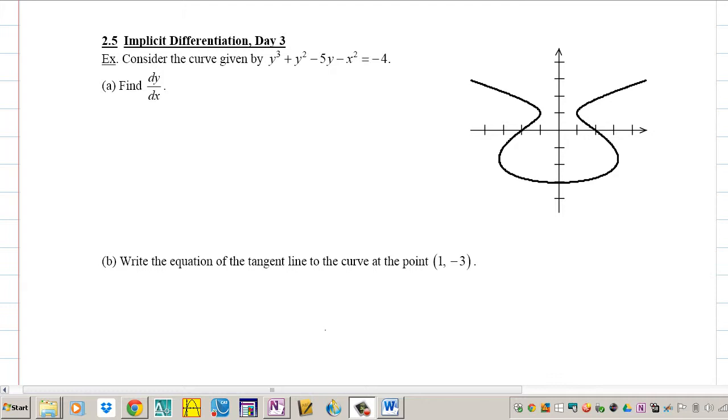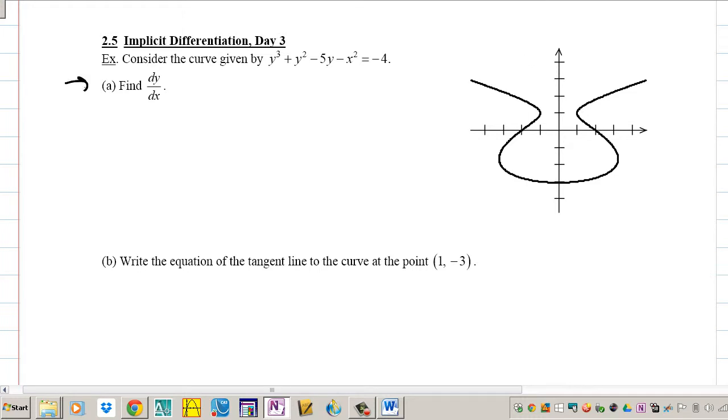In this lesson, we're still going to be talking about implicit differentiation with a little bit more applications. As you can tell, we have a picture of a graph of a relation. It's not a function. Notice it does not pass the vertical line test. So let's go ahead and analyze this.